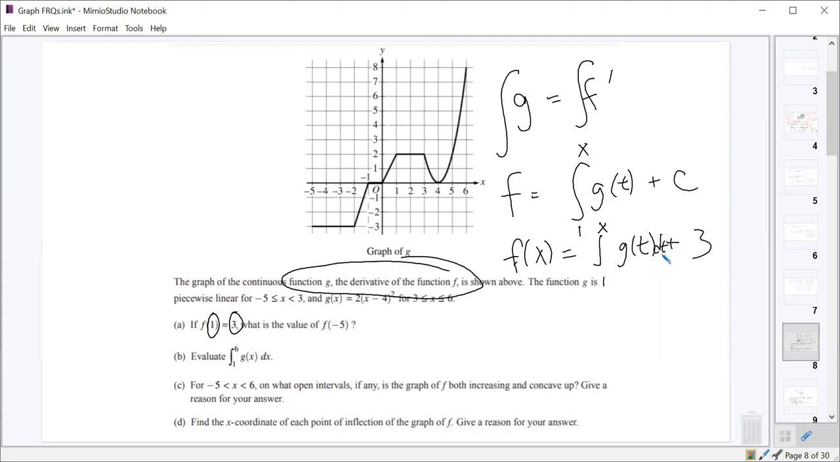Does that make sense to everybody? This is fairly common. They will give you some sort of initial condition here and have you set up this integral using the first part of the fundamental theorem of calculus. Fairly common, so make sure you're good with that. Is everybody okay with that setup?